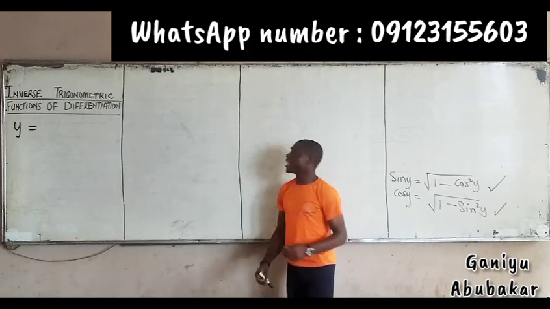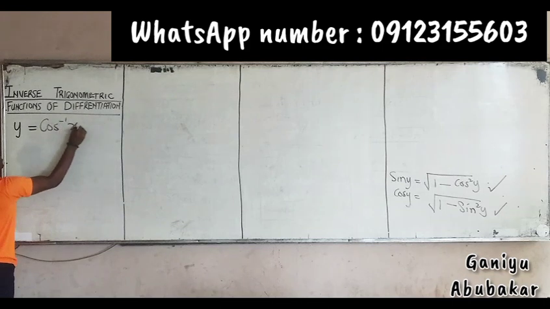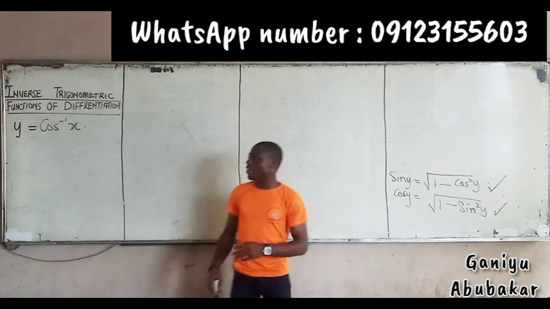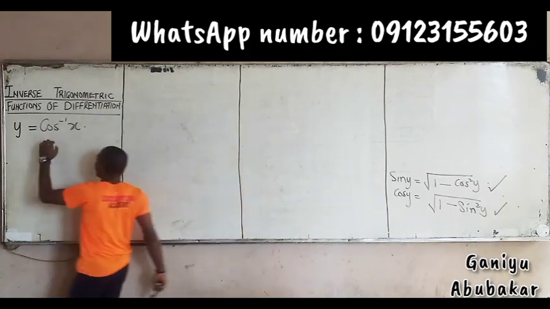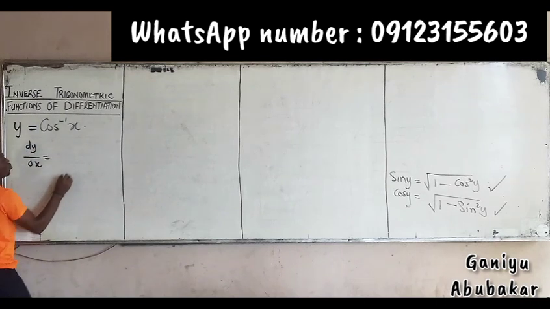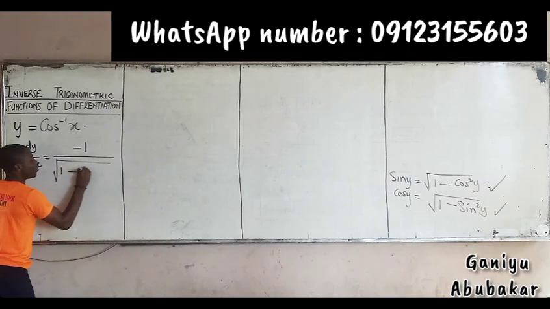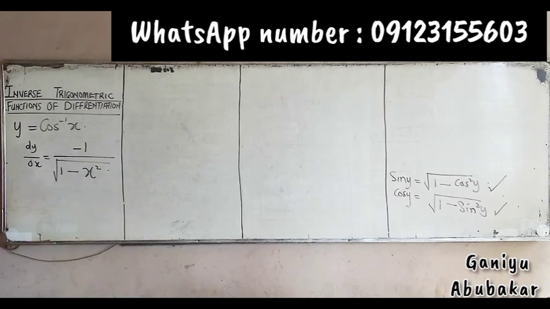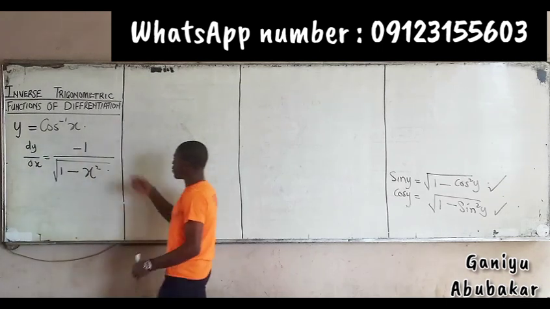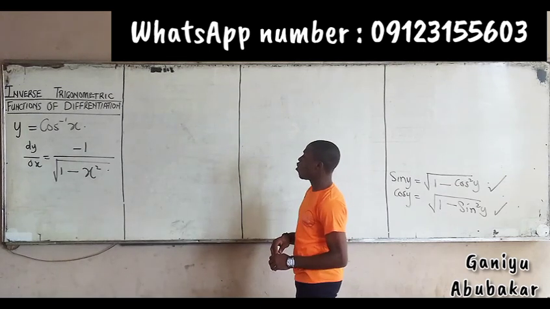Alright, given that y is equal to cos inverse of x, dy over dx is equal to minus 1 all over root 1 minus x squared. Given that y is equal to cos inverse of x, dy over dx is equal to negative 1 all over root 1 minus x squared.